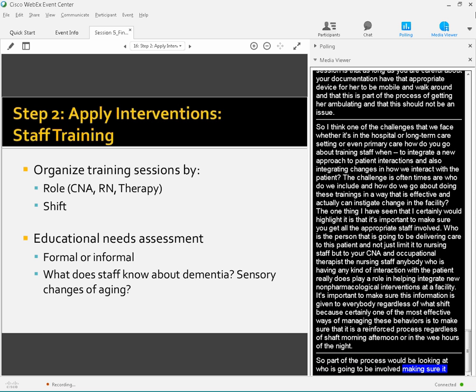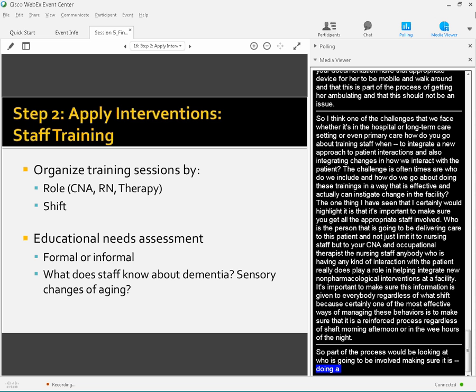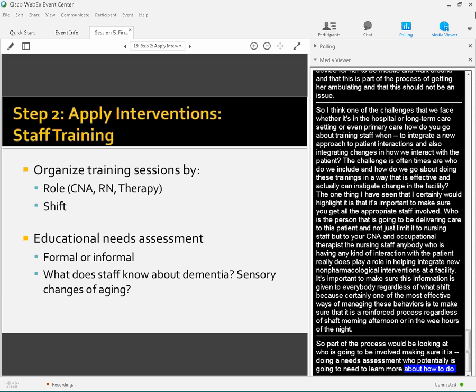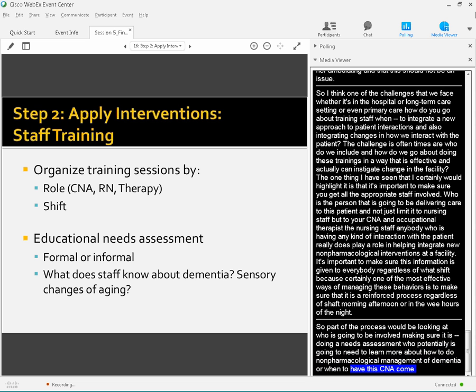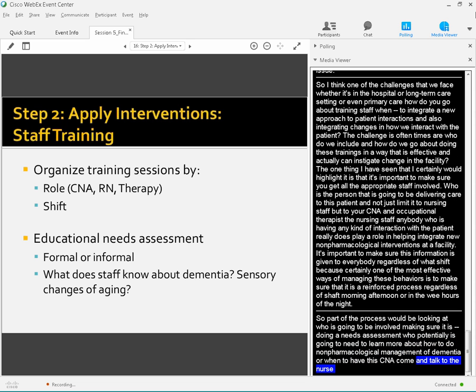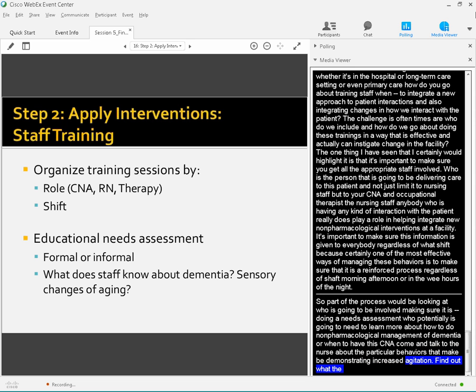Who potentially is going to need to learn more about how to do non-pharmacological management of dementia, or when to have a CNA come and talk to the nurse about particular behaviors that may be demonstrating an increase in agitation, things like that. Find out what the staff really knows about dementia and the related sensory changes of aging and how those might trigger agitation, anxiety, etc.